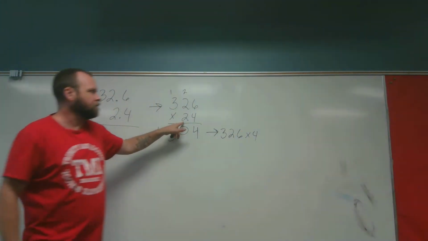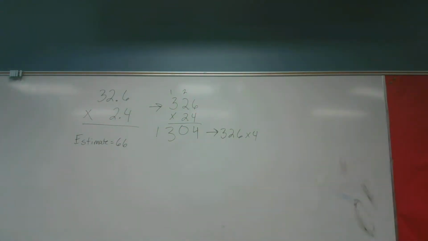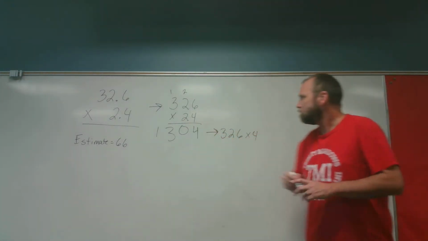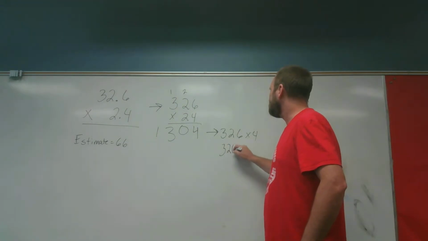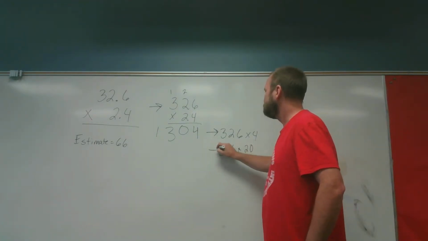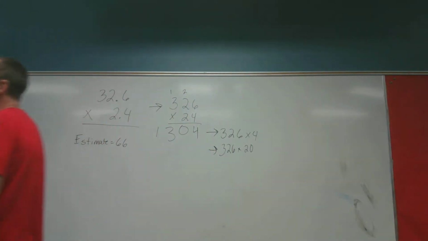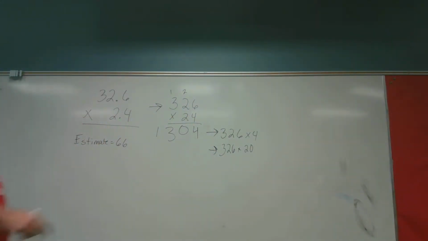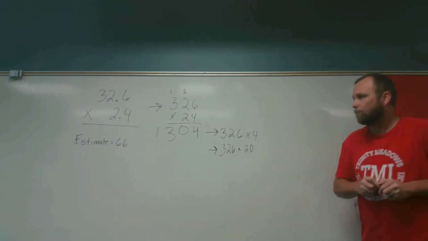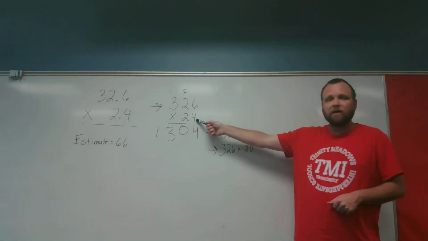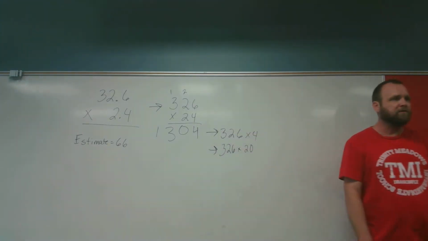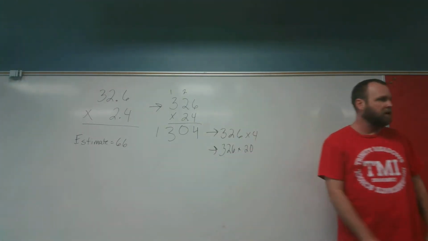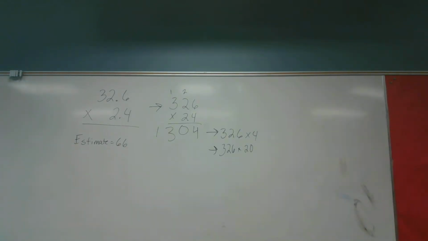Now, what's the value of this 2 right here? Izzy? 20, because it's in the tens place. 2 tens is the value of 20. So this time, we're multiplying 326 times 20, and that's what I'm going to get here. The 4 is in the ones place, so the value of 4 ones is 4. The 2 is in the tens place, so the value of 2 tens is 20.